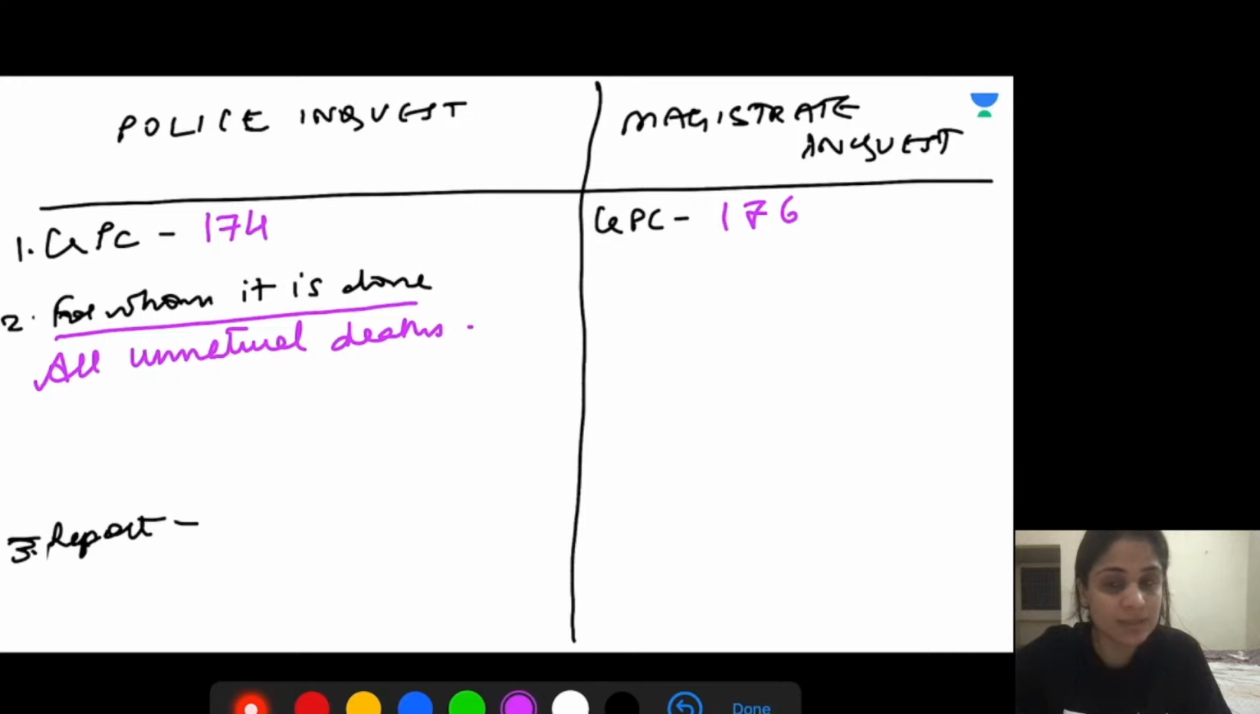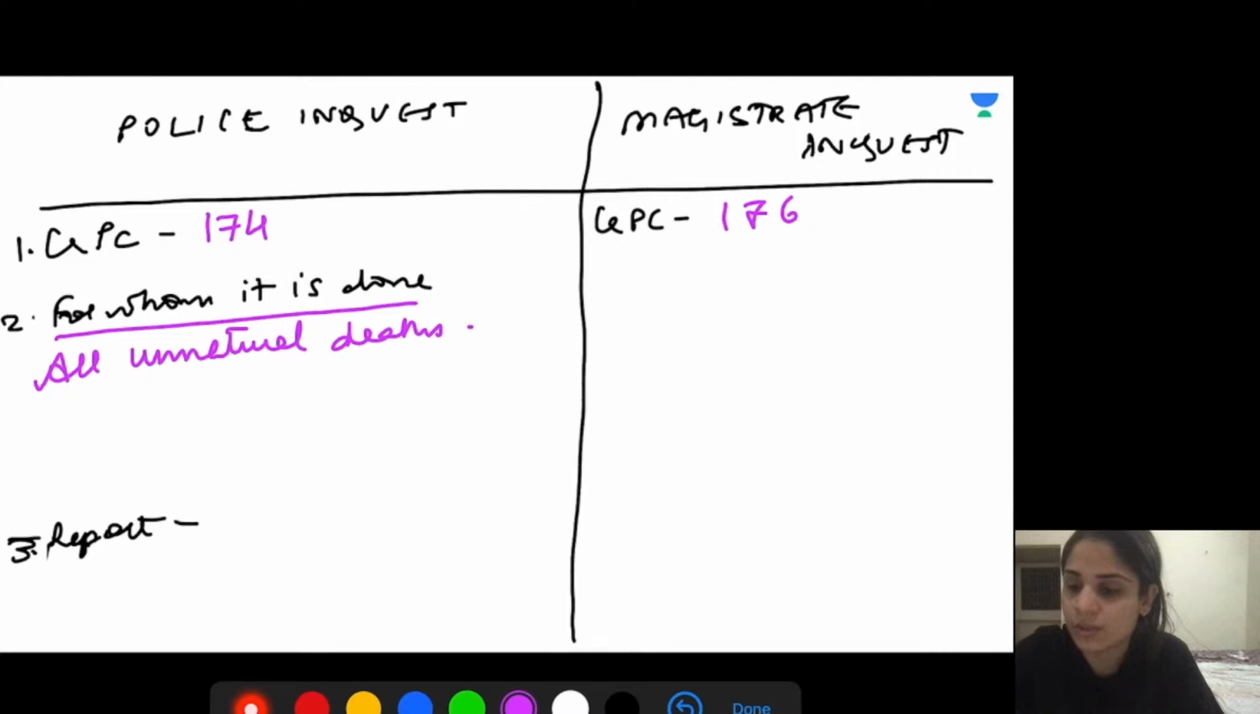Now if the police is involved, if you feel that the police had some way of killing the person or had some involvement in the death of the person, then obviously you cannot tell the police to carry out the investigation, correct? So you need a separate body to carry out the investigation for this. So who will carry out the investigation? If you think that the police is involved in the death of the person, it is the magistrate.